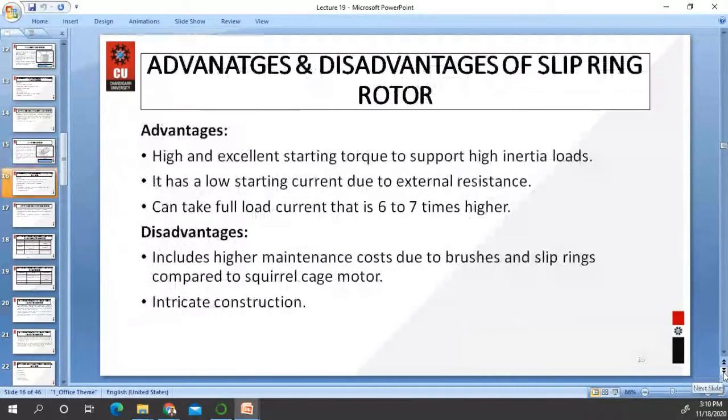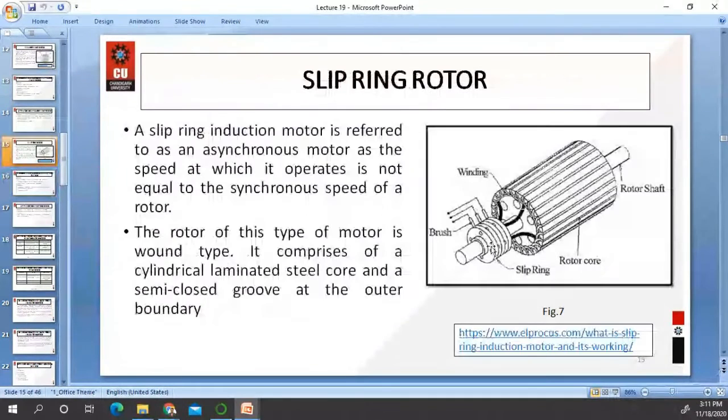Quickly give your response. Have you understood? The next disadvantage is intricate construction. Complex construction is there because, in the previous slide, you can see that you have to connect the slip rings and brushes to the shaft. If these are loose, they will damage the motor. So you have to properly maintain these slip rings and brushes in the motor.